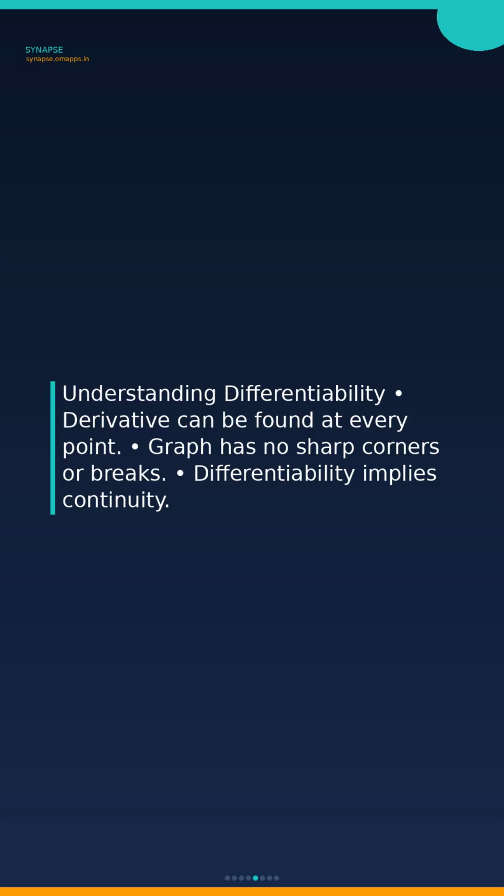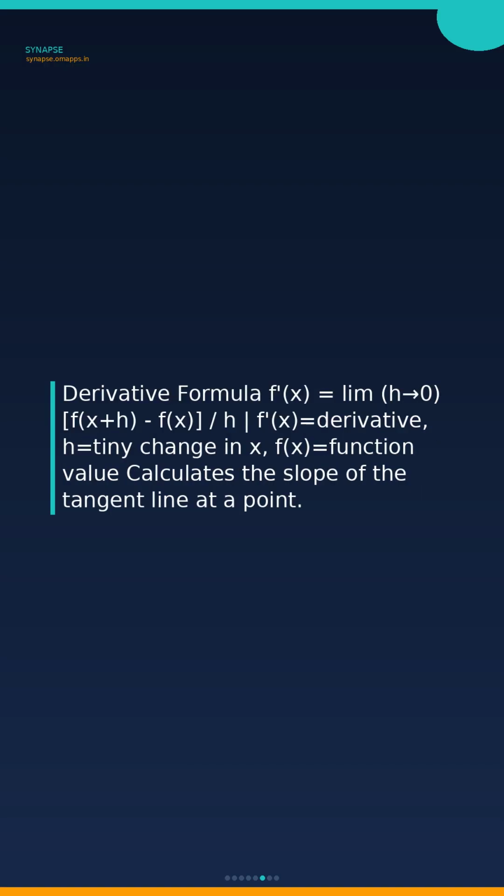Let's solve a problem. Q. Check the continuity of f(x) equals x squared at x equals 2. Solution. Left-hand limit equals (2−h) squared equals 4. Right-hand limit equals (2+h) squared equals 4. f(2) equals 2 to the power of 2 equals 4. Since all three are equal, f(x) is continuous at x equals 2.